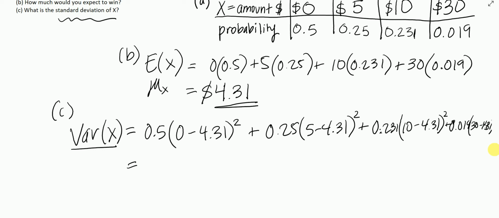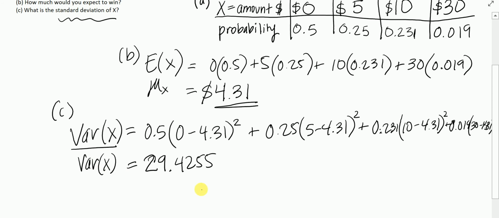All right, so sorry I trailed off on the other side there, but after you plug all this into your calculator, unless my calculations are incorrect, which they could be, ooh, they are, pause. Okay, that's better, sorry. So you should get, there we go, 29.4255 approximately for the variance. So this should get you the variance of x.